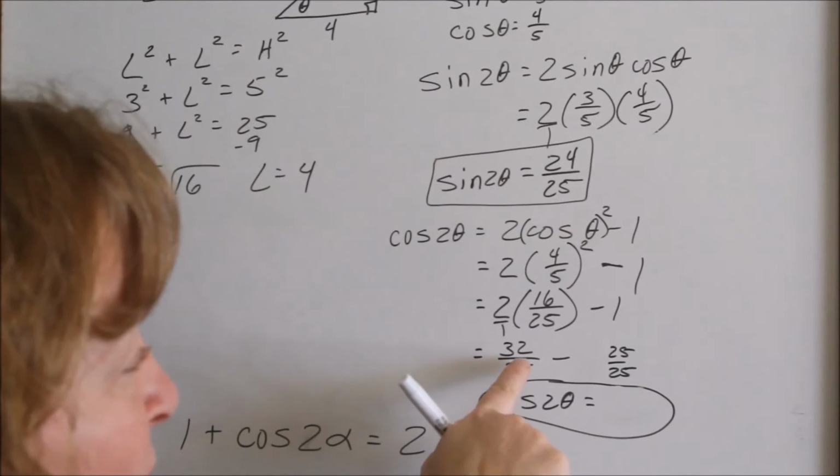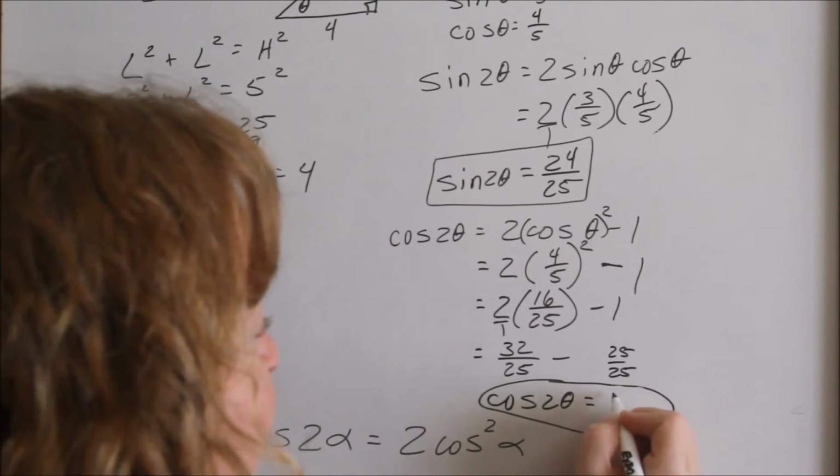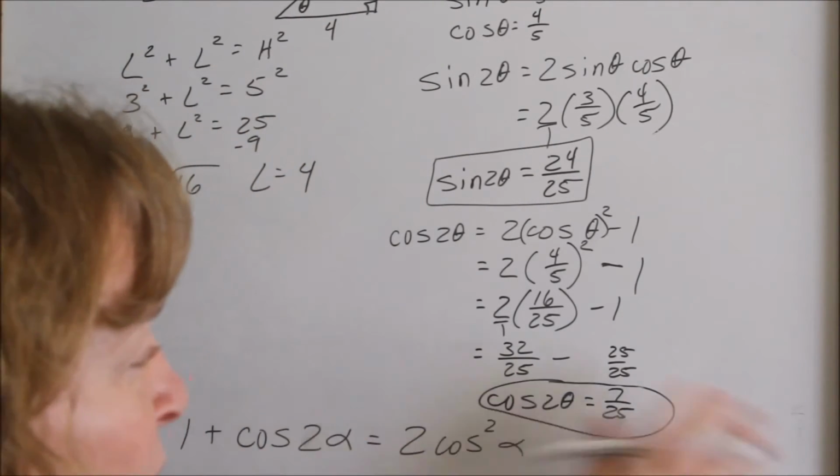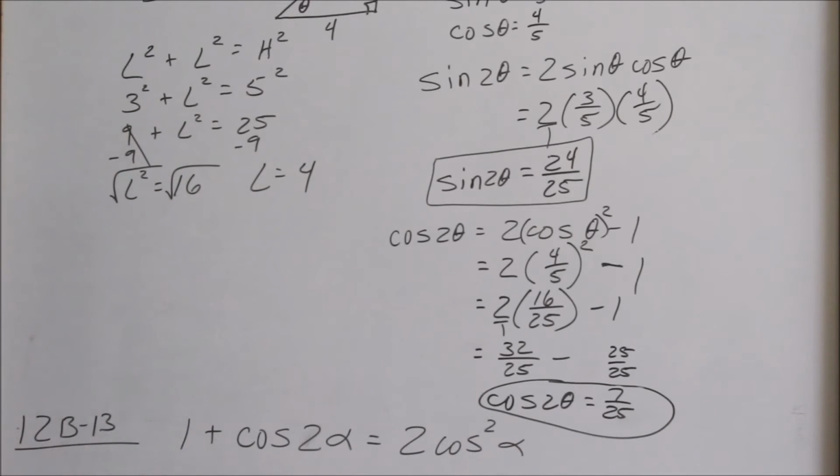So now all you have to do is subtract your numerator. So 32 minus 25 is 7. So that would be 7/25. You can't reduce that, so that would be your final answer.